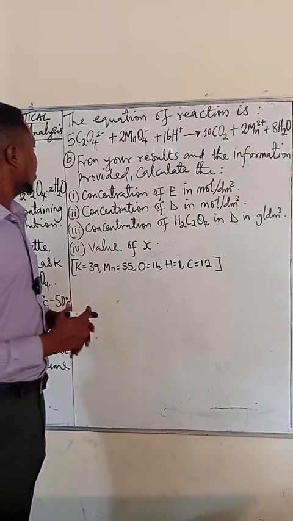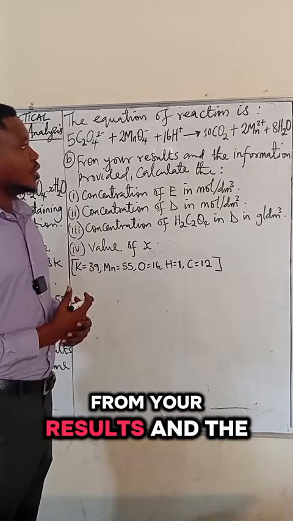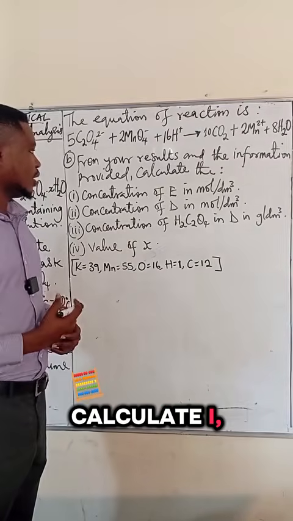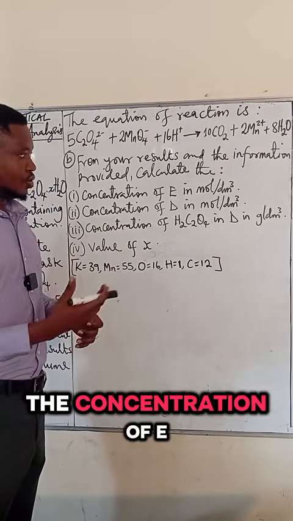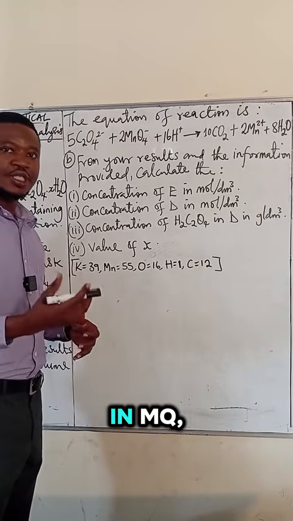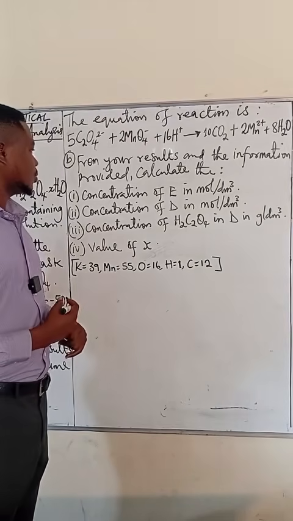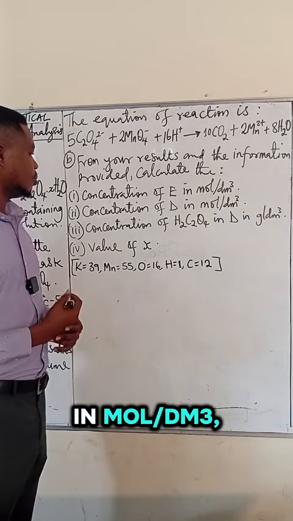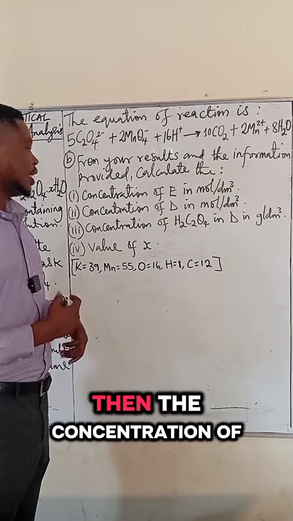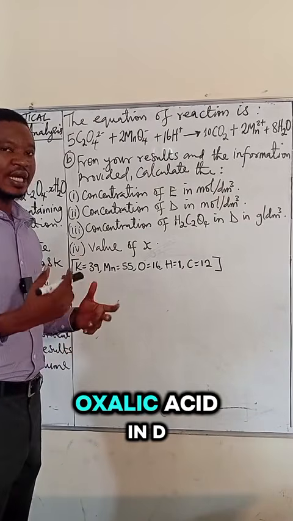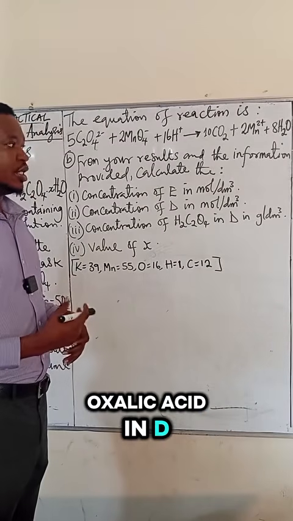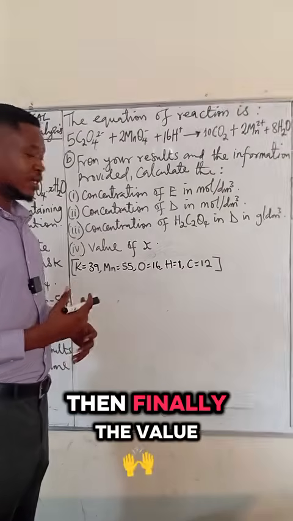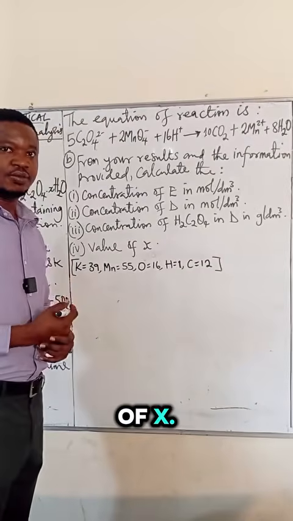Question B. From your results and the information provided, calculate I, the concentration of E in mole per dm cube, the concentration of D in mole per dm cube, then the concentration of oxalic acid in D in gram per dm cube, then finally the value of X.